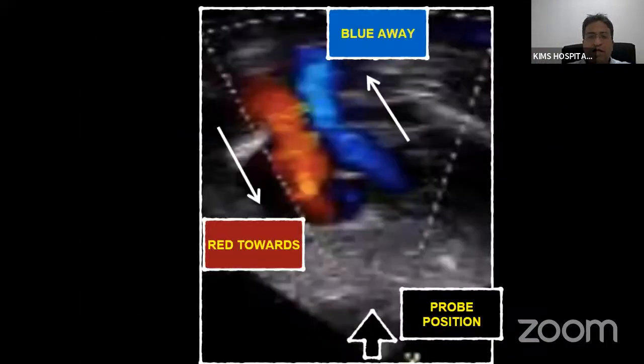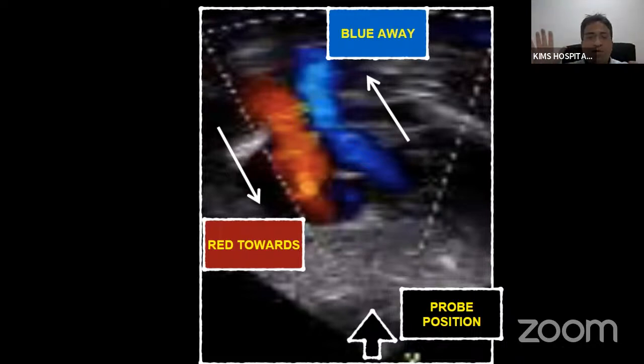Okay, this is one of the most common questions: what does the red and what does the blue mean? See, at the bottom I showed there is a probe position. The probe gives a triangular sector, where the apex of the triangle is the probe position. The mark I showed in the beginning should always be on the left side. Red means any flow coming towards the probe, and any flow going away from the probe is blue.